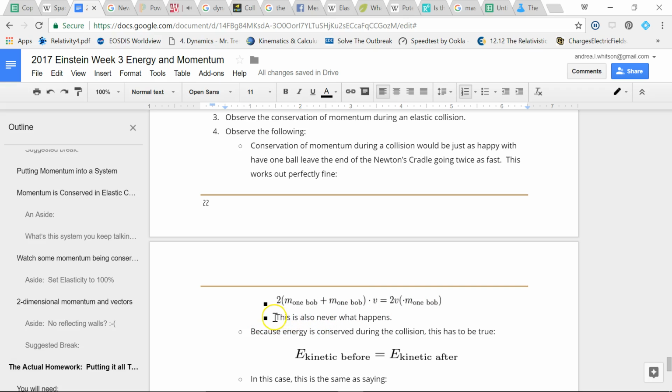It never happens. I should probably make this bold and in blue. That never happens. Okay? There's also a little times there I need to get rid of.